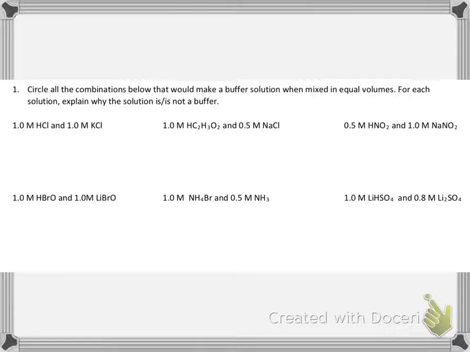Okay, so here are 6 potential solutions, and I would like you to circle the ones that would make a buffer if you mixed them in equal volumes. For each one, explain why it is or isn't. All right, go ahead, and you know what to do. Pause the video, try it, and when you're ready to check your answer, unpause the video.